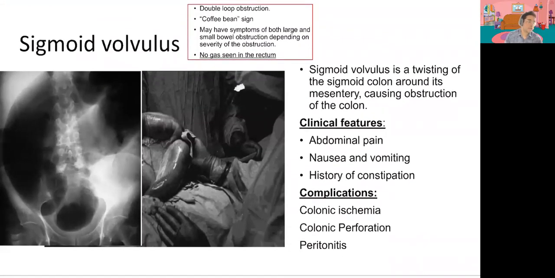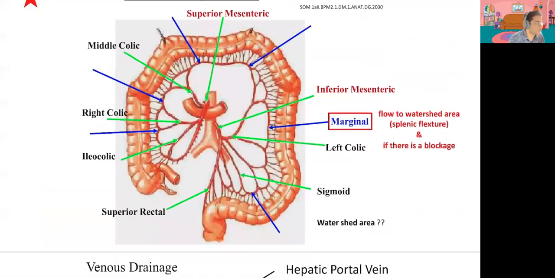Okay, guys. What's the buzzword for sigmoid volvulus? Buzzword, coffee bean. Exactly, twisting and coffee bean. That's all you need to know. Double loop obstruction and coffee bean sign. So why does it look like a coffee bean? I think Dr. Marshall might have drawn this out for you guys. It looks like a coffee bean. I guess that's how coffee beans look. I've never seen one in my life because Starbucks exists in America.